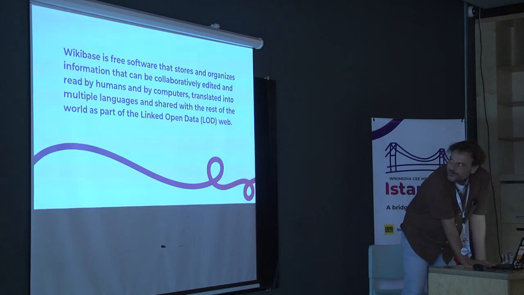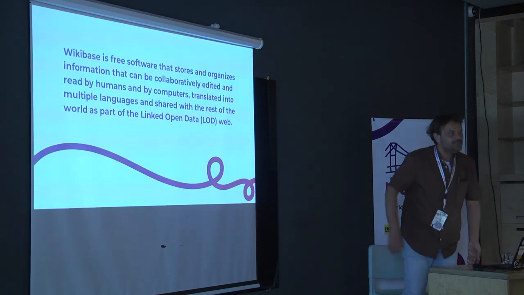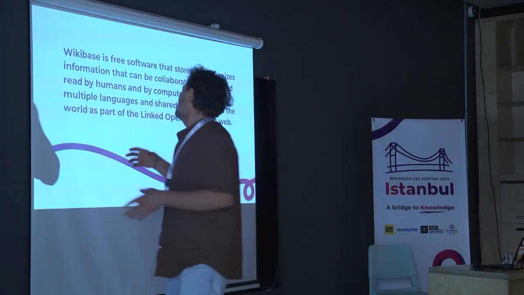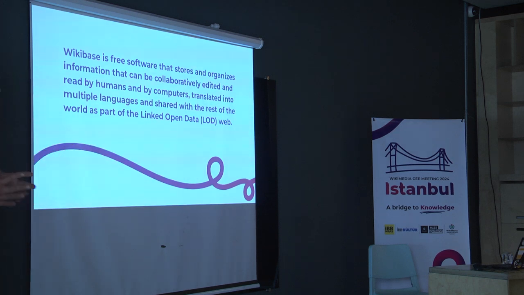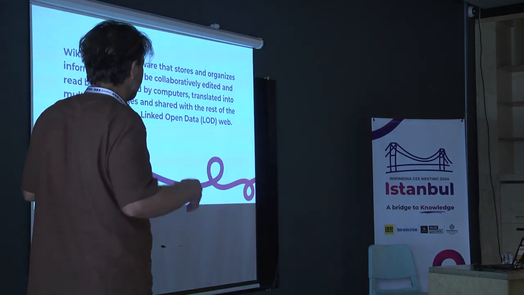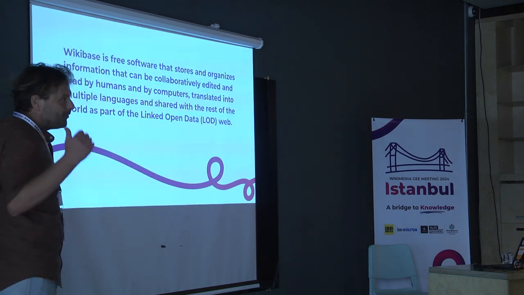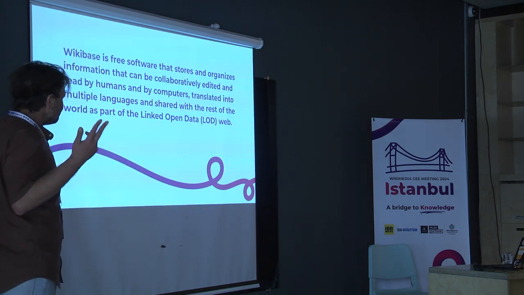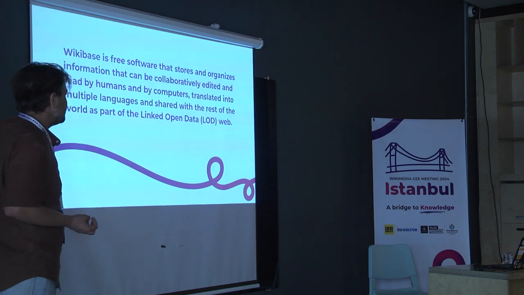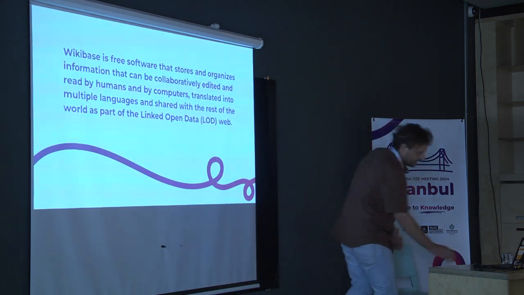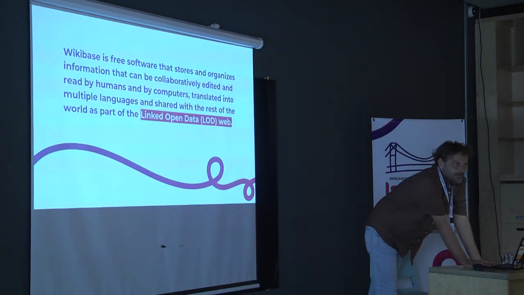Right. So I would start with the definition that we have gathered through the years, trying to make it as concise and as pointed as possible. Wikibase is free software that stores and organizes information that can be collaborated with, edited, and read, both by humans and by machines. It can be translated into multiple languages, and it can be shared with the rest of the world as part of the linked open data web.